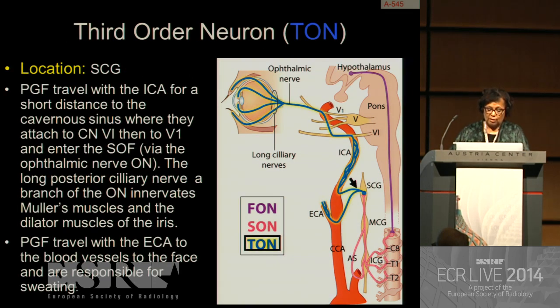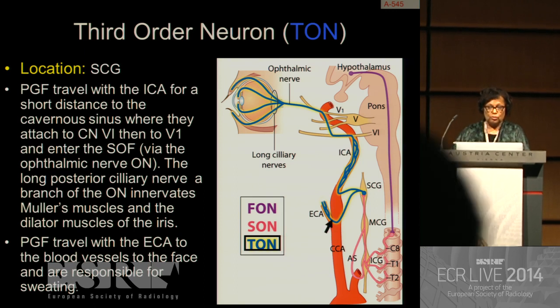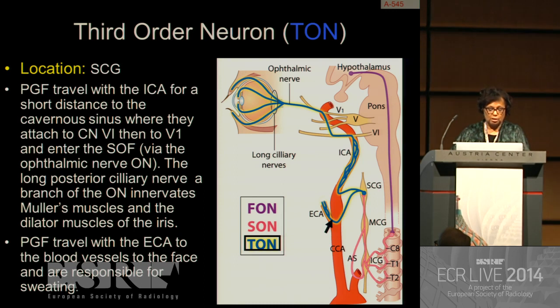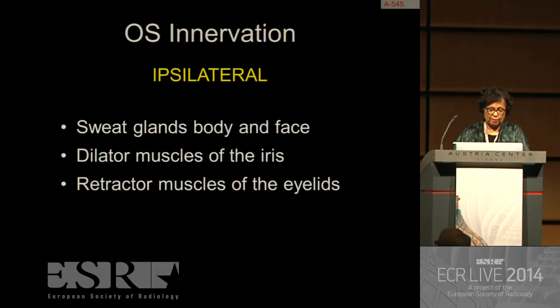The postganglionic fibers of the third-order neuron travel with the internal and external carotid arteries. Those that travel with the internal carotid follow the internal carotid artery, then go on to the 6th cranial nerve, then to V1, and then go on to innervate the Müller muscles of the upper and lower eyelids, as well as the dilator muscles of the iris. The fibers that travel with the external carotid go to the face and are responsible for sweating in this area.